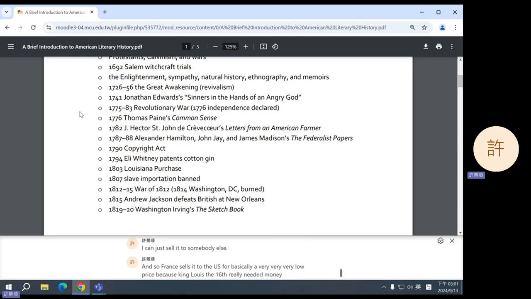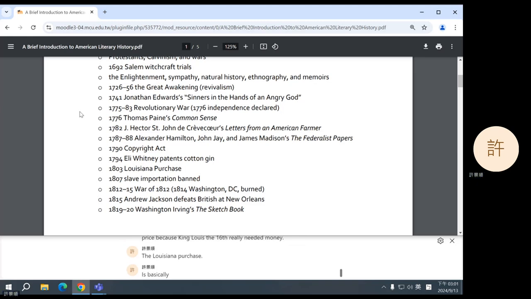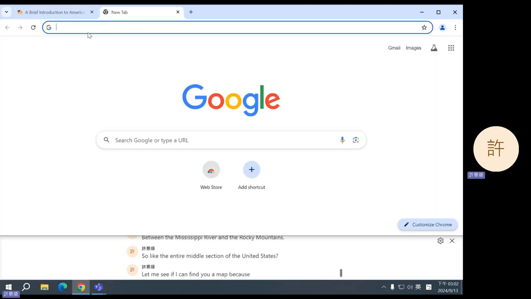The Louisiana Purchase is basically between the Mississippi River and the Rocky Mountains. So like the entire middle section of the United States. Let me see if I can find you a map, because this is a huge deal.